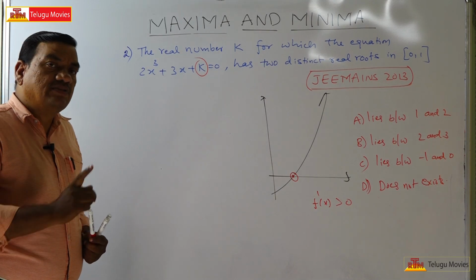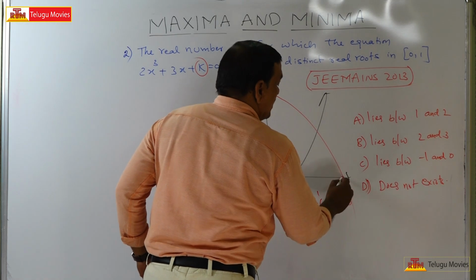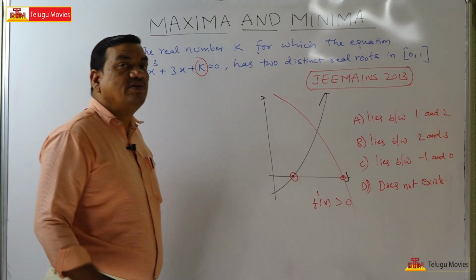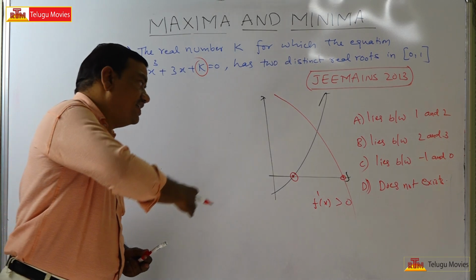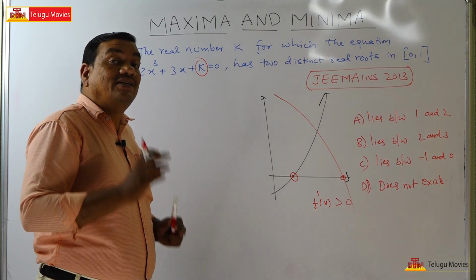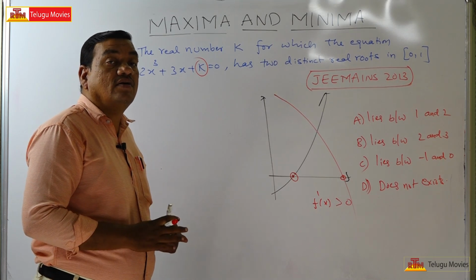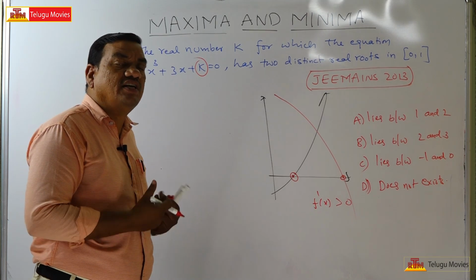The same applies for any decreasing function also. If it is any decreasing function, it will have one and only one real root. That means it intersects the x-axis at one and only one point, whether it is an increasing function or a decreasing function. Then only we call it an increasing function.